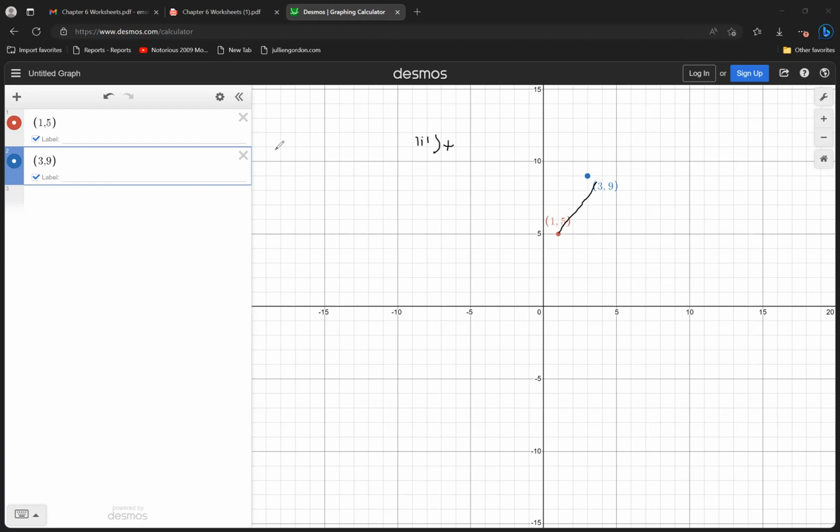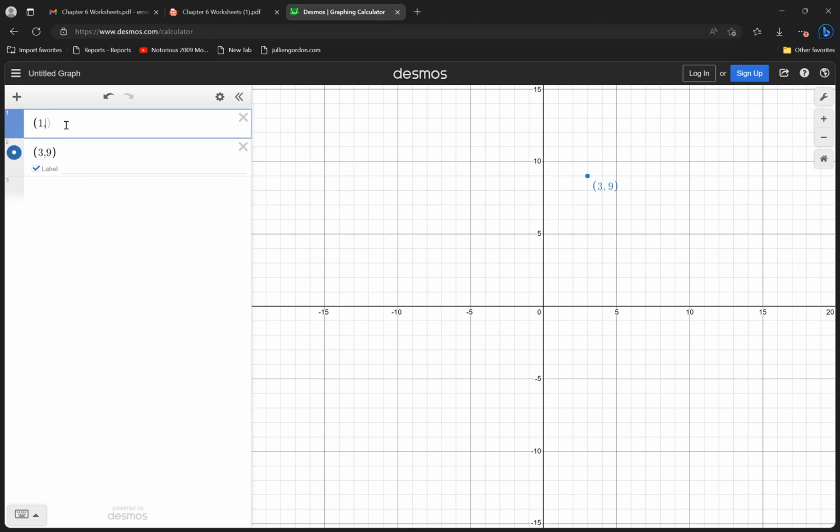What's number 2? 9 minus 5 over 3 minus 1. What's 9 minus 5? 4. What's 3 minus 1? 2. What's 4 divided by 2? 2. What's the sign of this number? Positive. There's your positive. Get it? Any questions on that one? No. All right, next one.